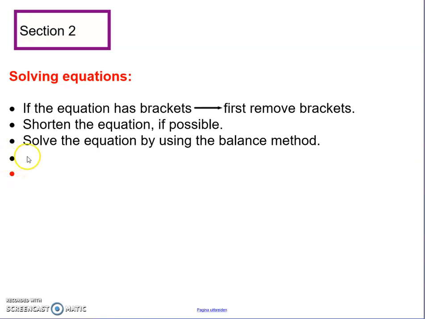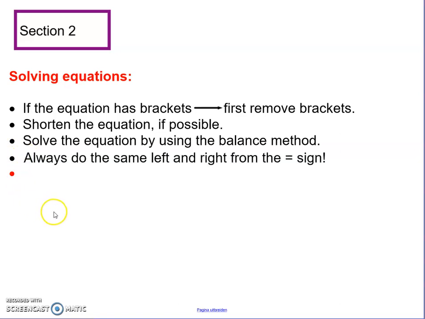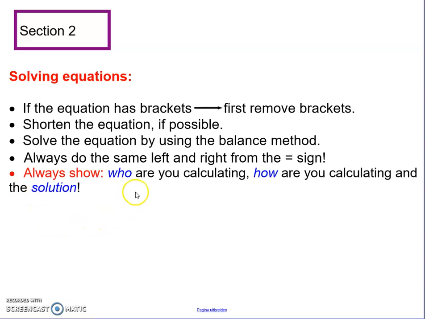Really important is the next one. Always do the same left and right from the equal sign. And the last step when you solve an equation is always show who you are calculating. And by that I mean the name of the variable. Show me how you are calculating. That is your calculation. And finally, the solution. I'm going to show you 3 examples, and I'm going to use all these rules.